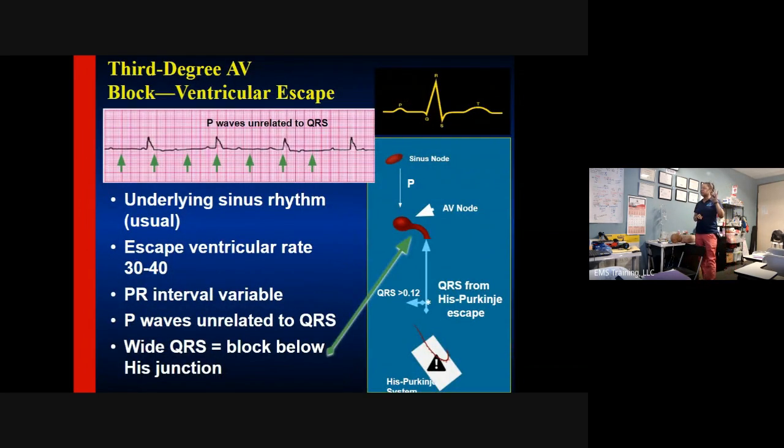Right. This is a third degree heart block with a ventricular escape complex. Why is it a ventricular escape rhythm? Because you have a wide QRS like you see here in the diagram. However, the atria isn't working together with the ventricles. They're out of sync. They need to be in sync to work together.